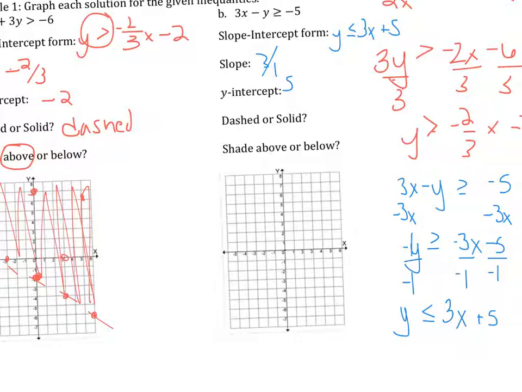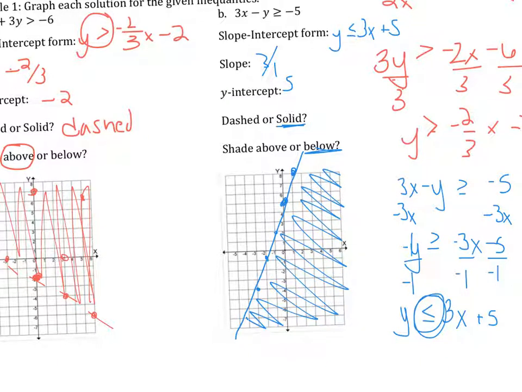Our symbol is less than or equal to, which means since it's equal to, we're going to have a solid line, and since it's less than, we're going to shade below. We're going to start at our y-intercept, which is 5, and then use our slope to plot other points. Slope is 3 over 1, which means we're going to go up 3, right 1, or down 3, left 1. And we're going to plot as many points as we can. I'm just continuing to go down 3, left 1. Notice that our line is going uphill from left to right, which is good because we have a positive slope. We want to use a solid line, and we want to shade below.